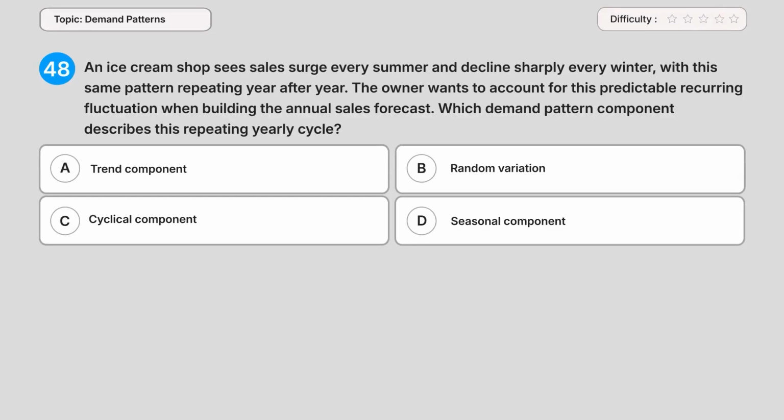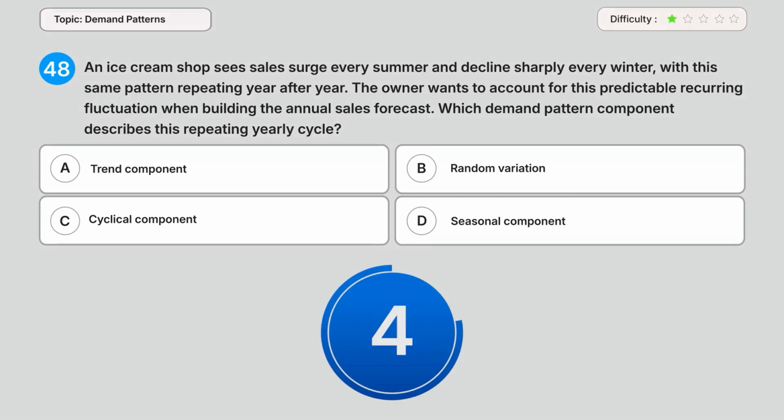48. An ice cream shop sees sales surge every summer and decline sharply every winter, with this same pattern repeating year after year. The owner wants to account for this predictable, recurring fluctuation when building the annual sales forecast. Which demand pattern component describes this repeating yearly cycle? A. Trend component. B. Random variation. C. Cyclical component. D. Seasonal component. What do you think is the answer?